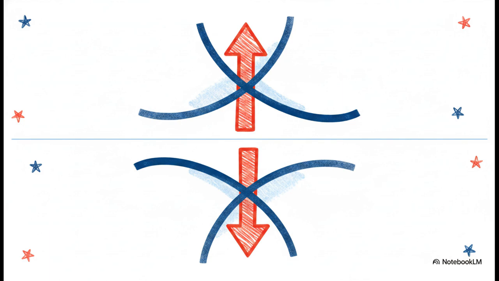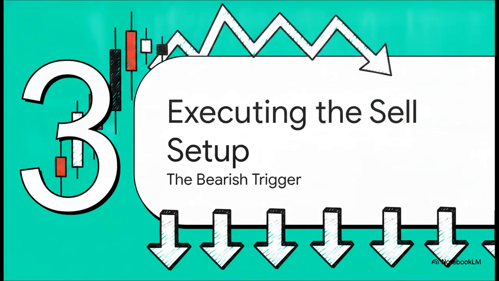But the beauty of a truly mechanical system like this is its perfect symmetry. If the market reverses, our rules simply reverse with it, which leads us right to the exact opposite scenario, when the 5 EMA crosses below the 20 EMA. Which brings us to Section 3, executing the sell setup, the bearish trigger.